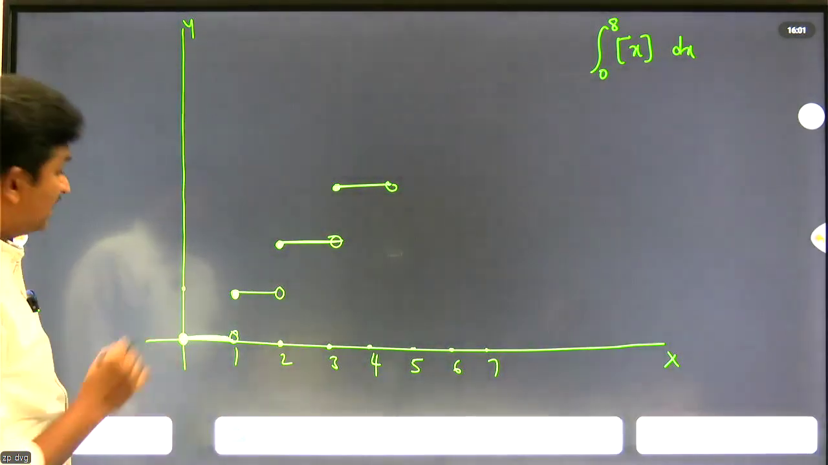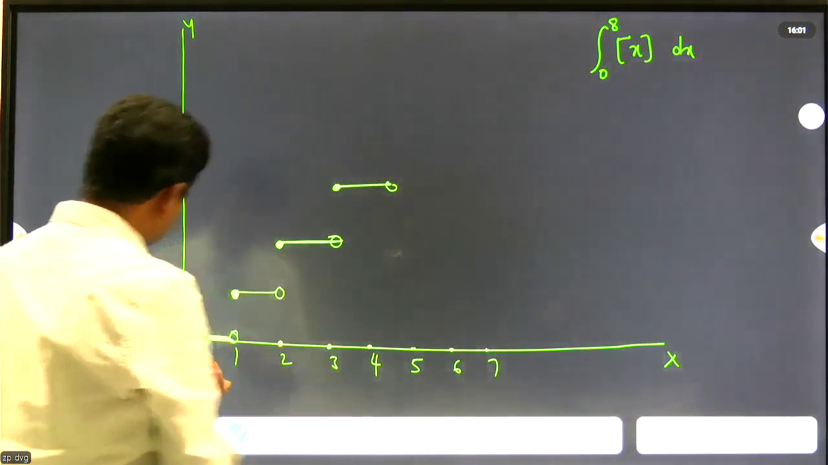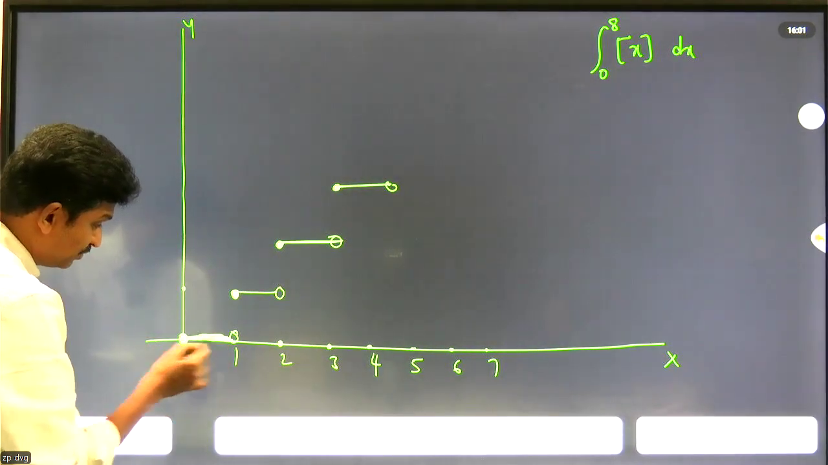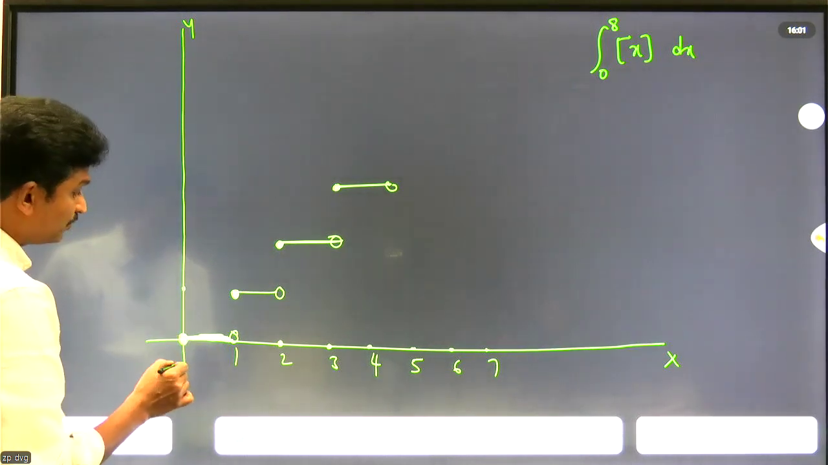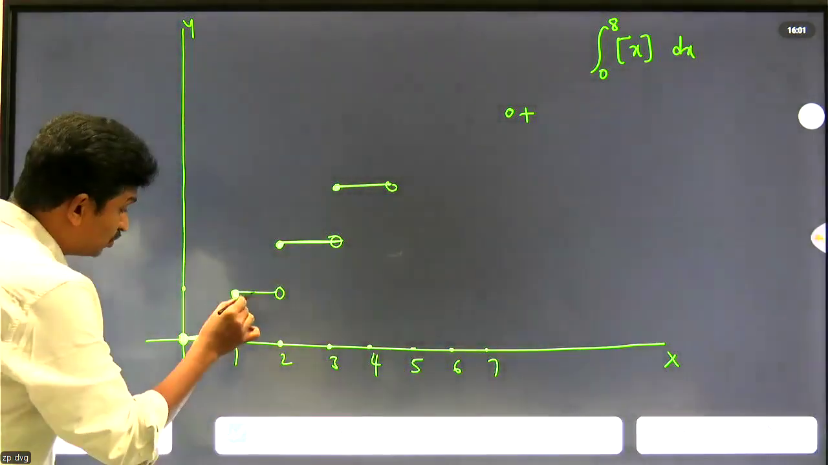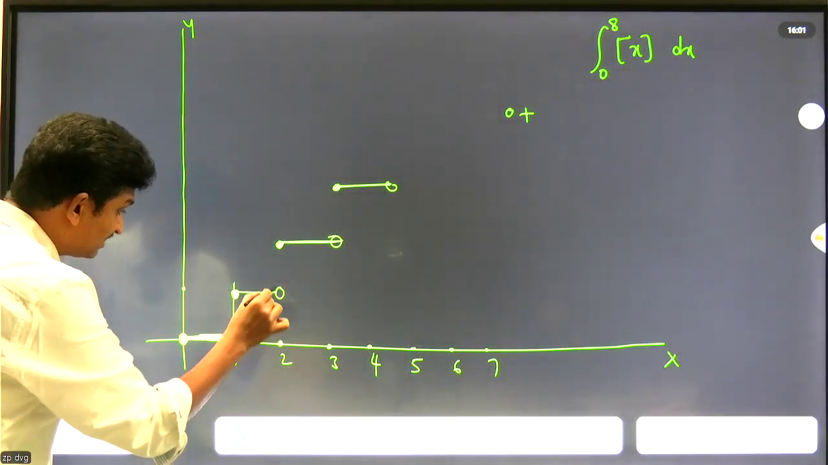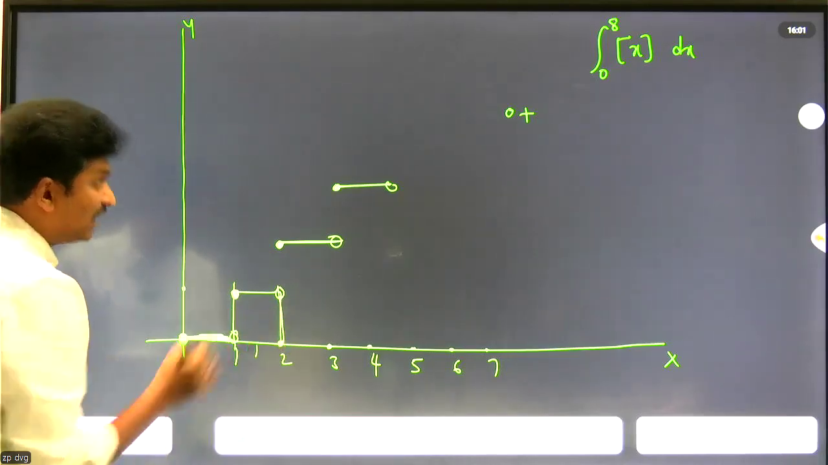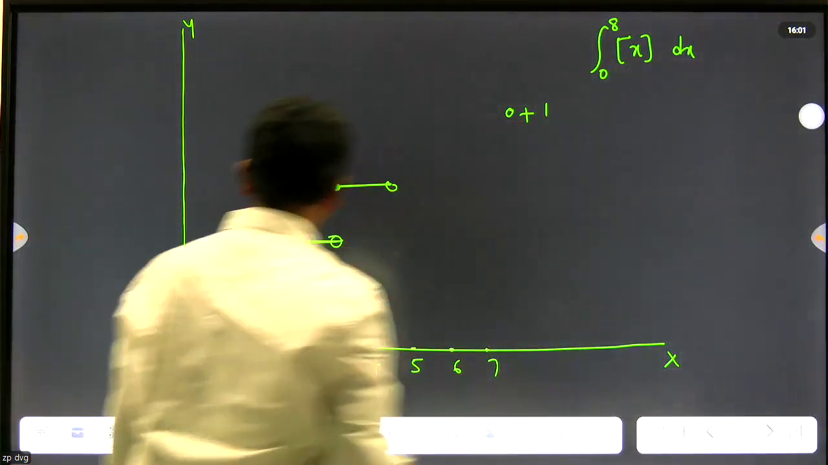See, this is nothing but the area under the curve. First, see this area. What is the area bounded by this curve with the x-axis? There is no area. Both coincide. This area is 0, right? I'll write here 0 plus. What is the area bounded by this curve with the x-axis and the lines x equal to 1, x equal to 2? This is a square. 1 into 1, 1, right?